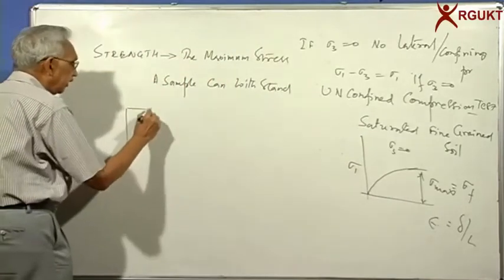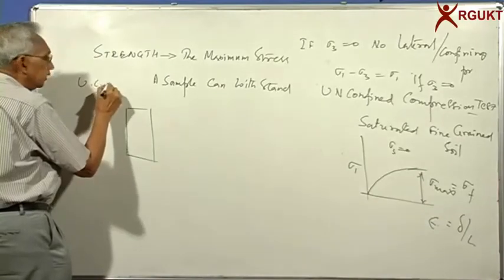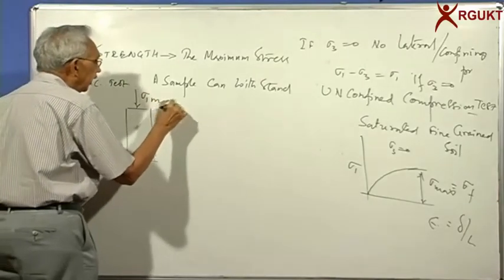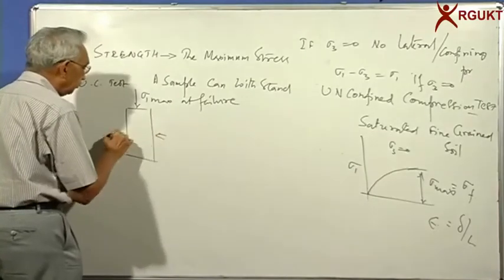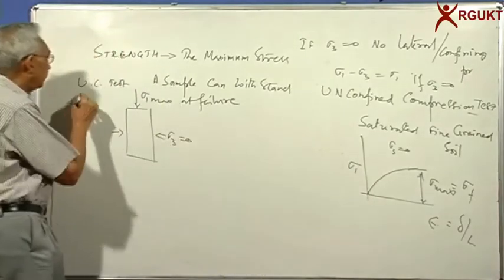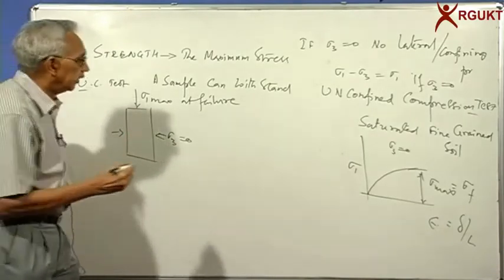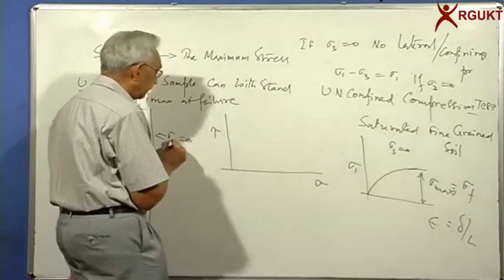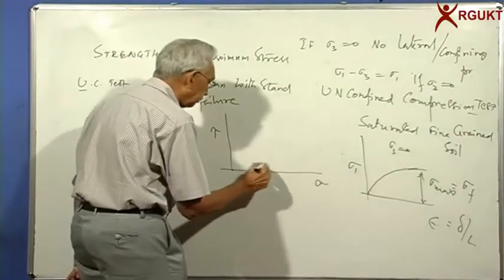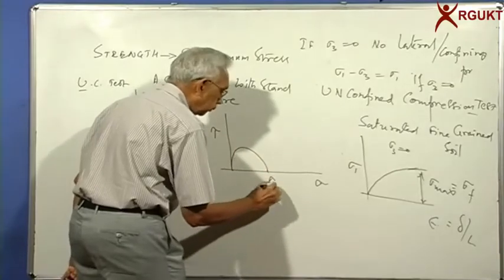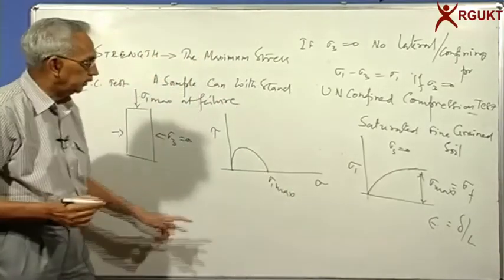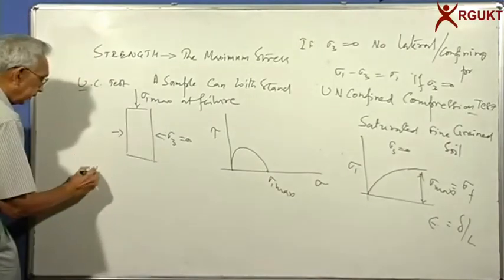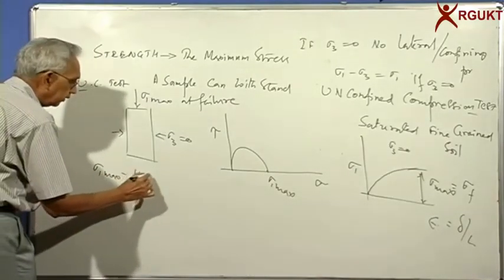So what we have for an unconfined compression test, you have sigma 1 maximum at failure. We said sigma 3 is 0. When you say unconfined, it means sigma 3 is 0. Now if you plot sigma versus tau in the Mohr circle, sigma 3 is 0 and sigma 1 is maximum. You get a Mohr circle. One end is passing through the origin, the other end is given by the unconfined compressive strength. So sigma 1 max is called unconfined.